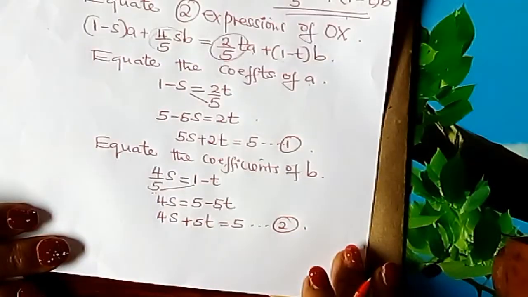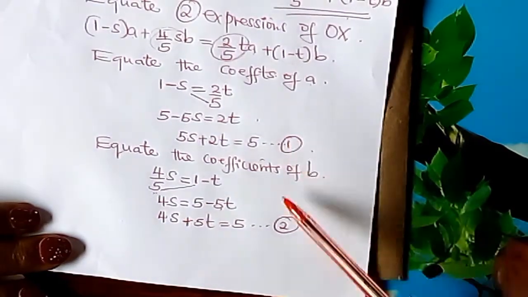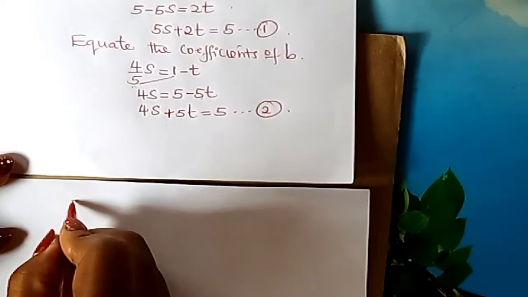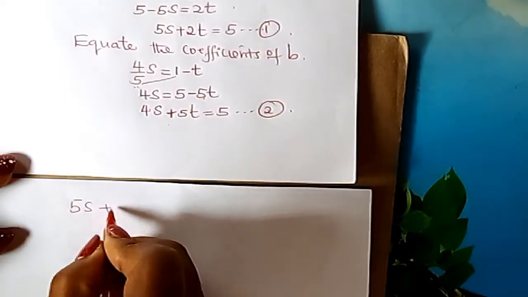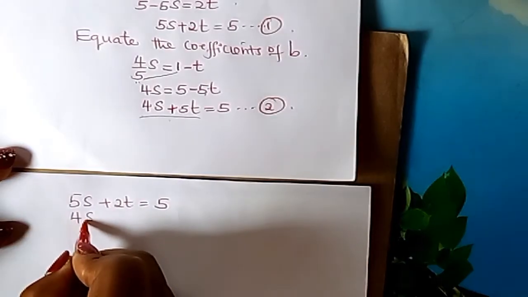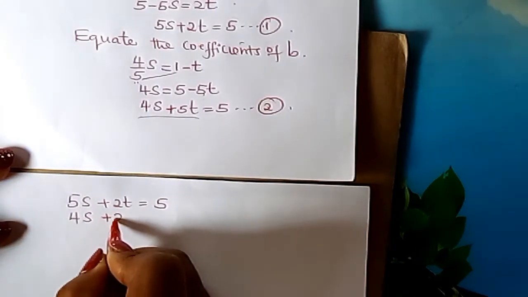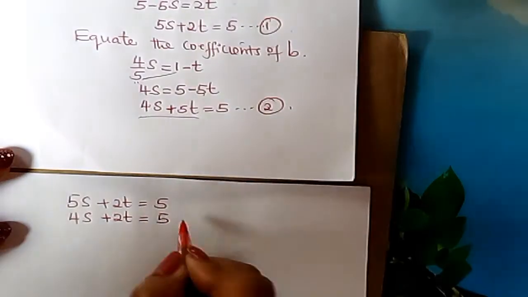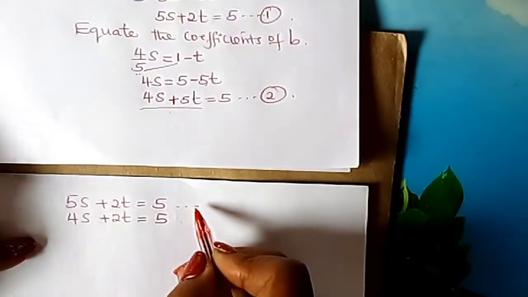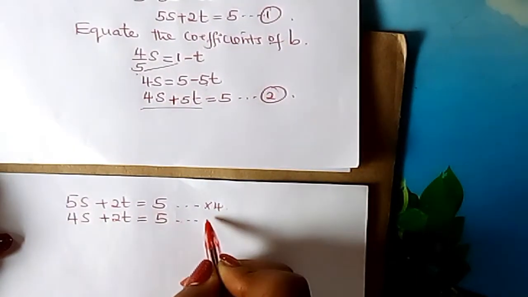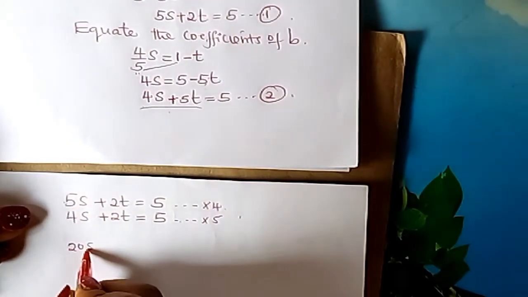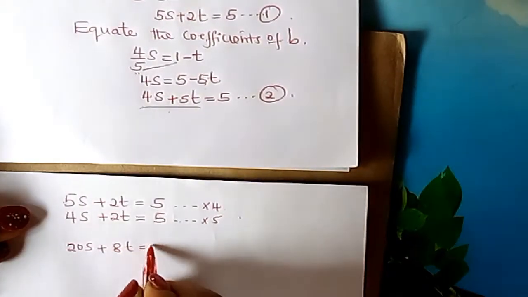So, Lana, we now have two simultaneous equations that we are to solve. We write them down. You have 5s plus 2t equals 5, and you have this other one, 4s plus 2t equals 5, Lana. So maybe you can do it by elimination. To eliminate the s's, you multiply here by 4, and from the first one, you multiply by 5. So multiply everywhere, you get 20s plus 8t equals 20.